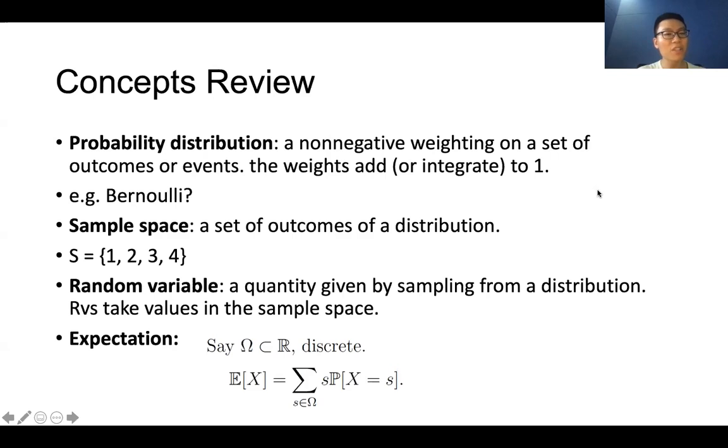But I will just give you a quick example. Bernoulli distribution is like when you toss a coin, it should be head or tail, right? So you can think that you can only have two values, 0 or 1. Okay, next, the sample space.